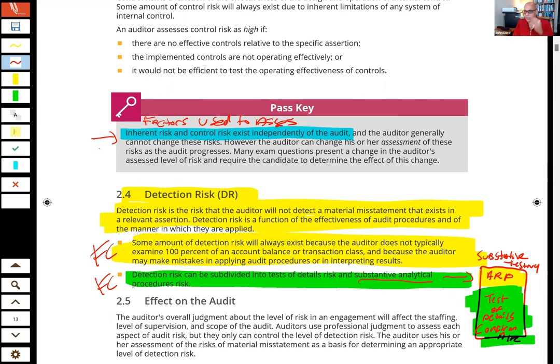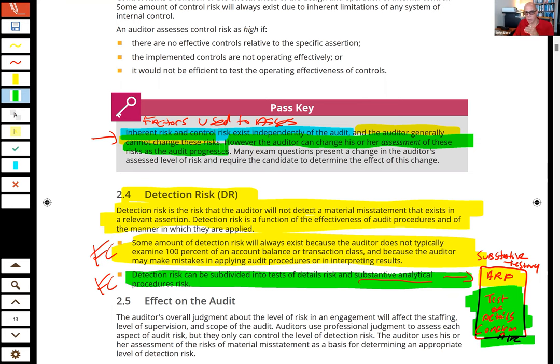Let's say they describe the controls and I think these controls don't have a good design or they're not implemented, and so I assess my control risk at the maximum. Then I learn a little more and understand they do have a better design, or there's something I didn't understand about the design. Then I can change that assessment. But the factors that lead to the assessment cannot change. So they say the auditor generally cannot change these risks. They really mean you can't change the factors that lead to the assessment. Because then they say, however, the auditor can change his or her assessment of these risks as the audit progresses. If you learn new factors, then you might change that. So the auditor can change the assessment, but can't change the factors that lead to the assessment.